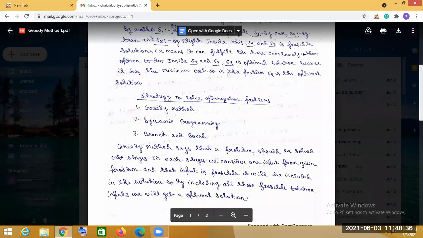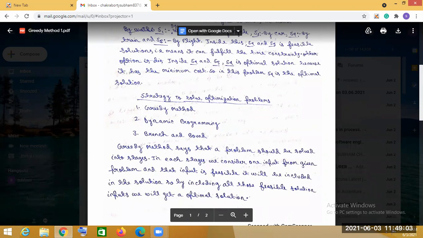So these 250 students who are selected will then go for the final round, the technical interview and HR interview. From these 250 students, only one student is selected for the post. Now, this is the greedy method.